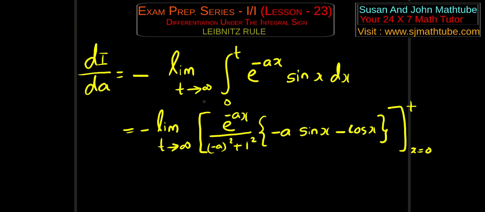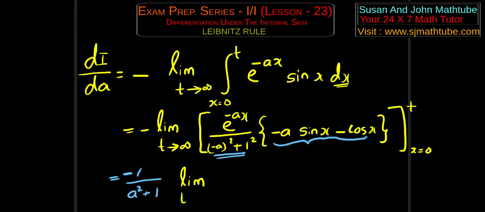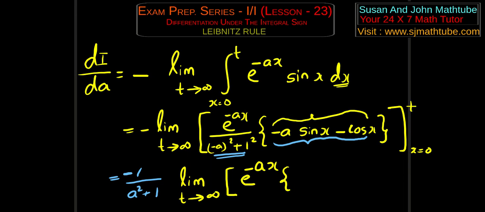It's better to specify the variable of integration, and that gives me, okay, this is a constant. So I'm going to keep that 1 by a square plus 1 outside, and I can see that there is minus common here. I'll keep that outside. So the remaining part is limit t tends to infinity, e to the power minus ax. I'll repeat once more. I took this minus outside. So now this is going to be positive a sin x plus cos x.